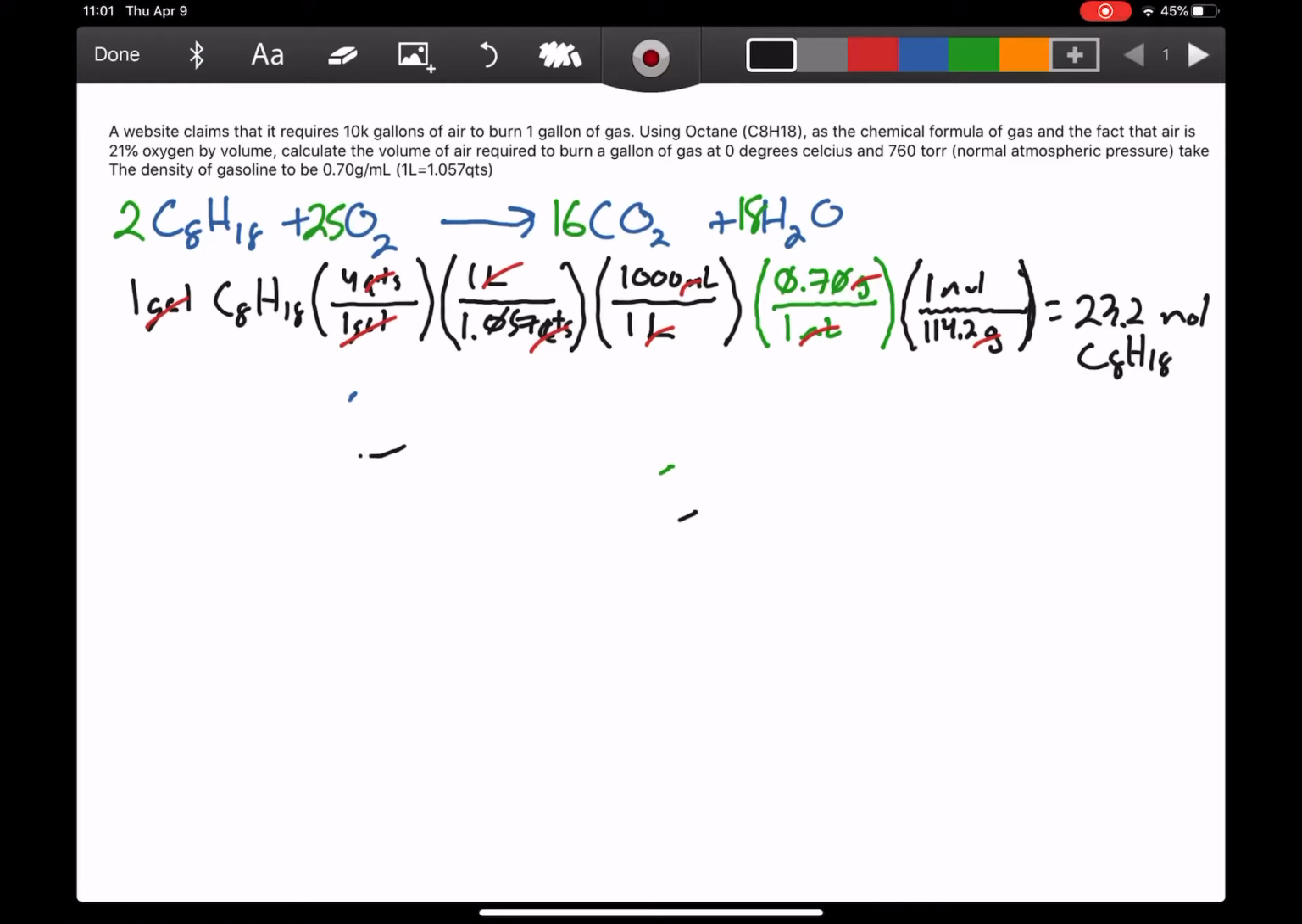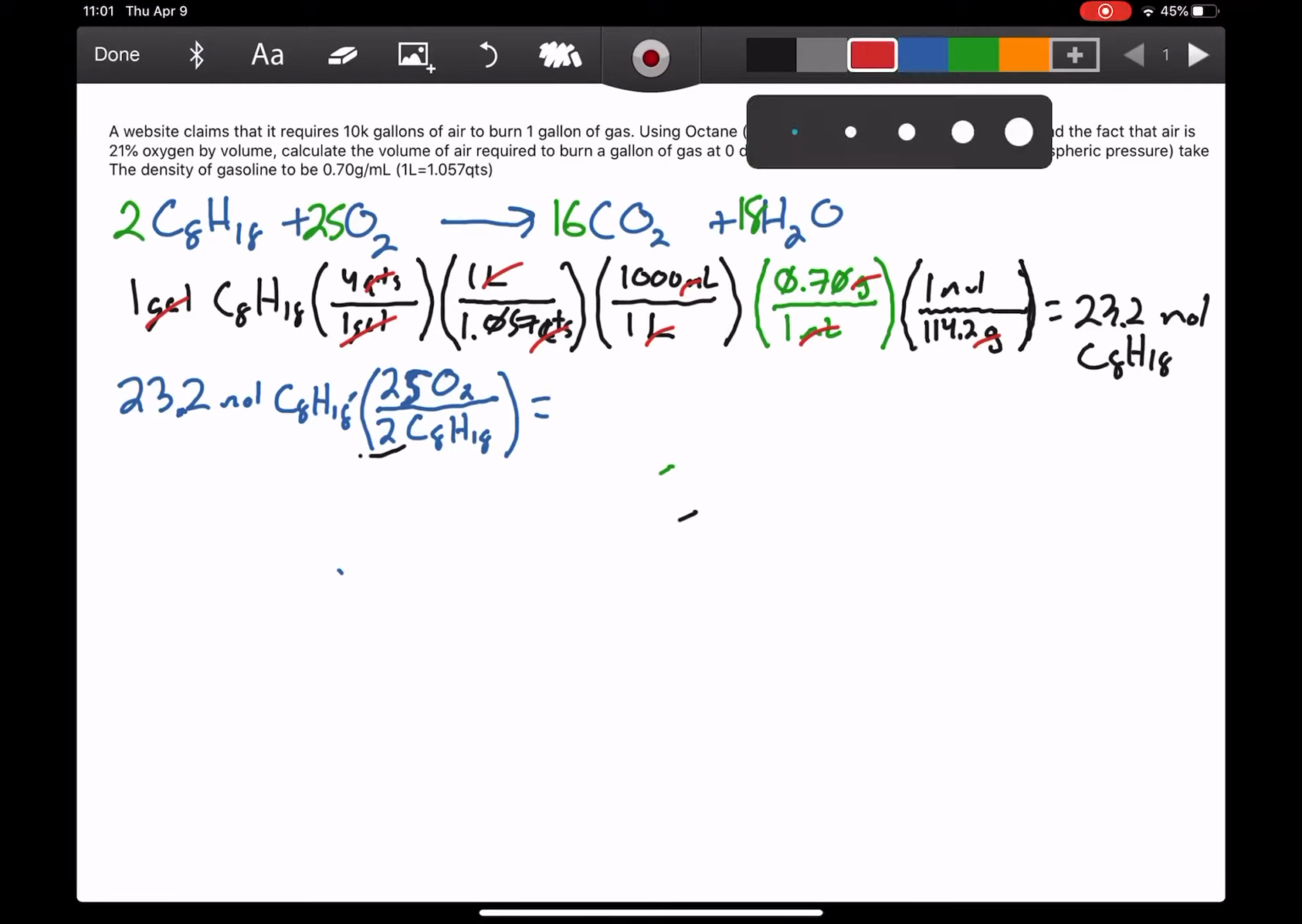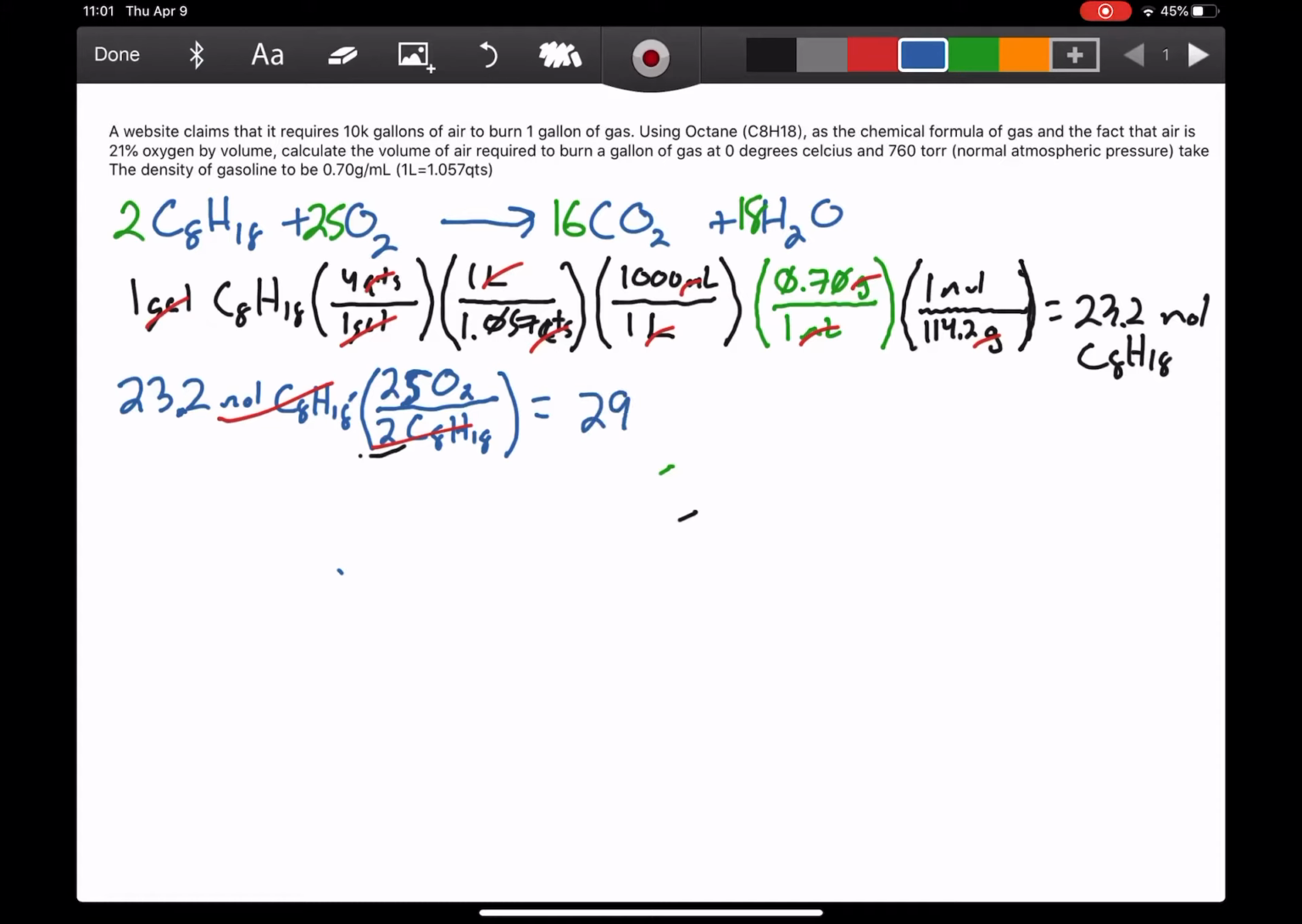So the next step is going to be to find how many moles of oxygen are going to be required here. That's easy enough. We can just use our balanced chemical equation to find that. So if we had 23.2 moles of C8H18, from our balanced chemical equation, we find that for every 2 octanes we burn 25 oxygens. And you'll see here that moles of octane cancel out, and we're going to be left with moles of oxygen. And we multiply that through, we're going to find that we have 290 moles of O2.